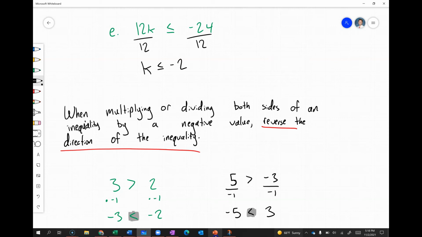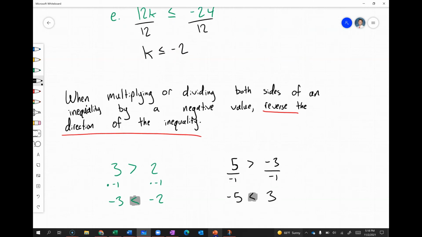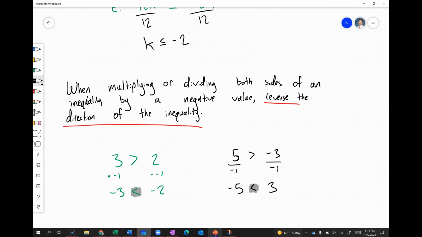So when we multiply by a negative value or divide by a negative value, we need to reverse the direction of the inequality. So you can see here, I've written, when we multiplied by -1, we changed that greater than sign to a less than sign. So -3 is less than -2. Another example here, you have 5 is greater than -3. So if we divide both sides by -1, again, that would give us -5 is less than 3. So remember, whenever you divide or multiply both sides of an inequality by a negative value, we need to reverse the direction of that inequality sign.